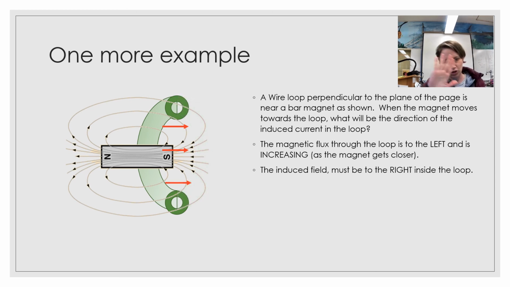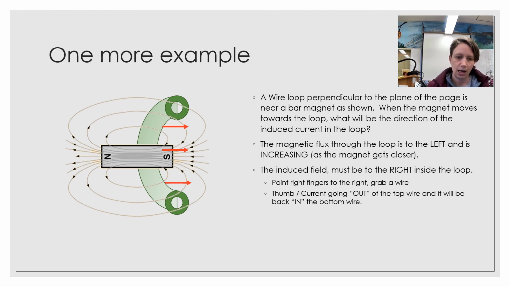So I've chopped the loop off so you can sort of picture what's going on. In the center of the loop, take your fingers from your right hand and point them to the right. And then you can grab any wire, maybe grab that top wire or the bottom wire, and you should see that your thumb is going to indicate that current is going to come out of the top wire, or it's going to go in the bottom wire. So we essentially have current in the loop where we're coming out of the page on the top and then going back in and around and around and again.